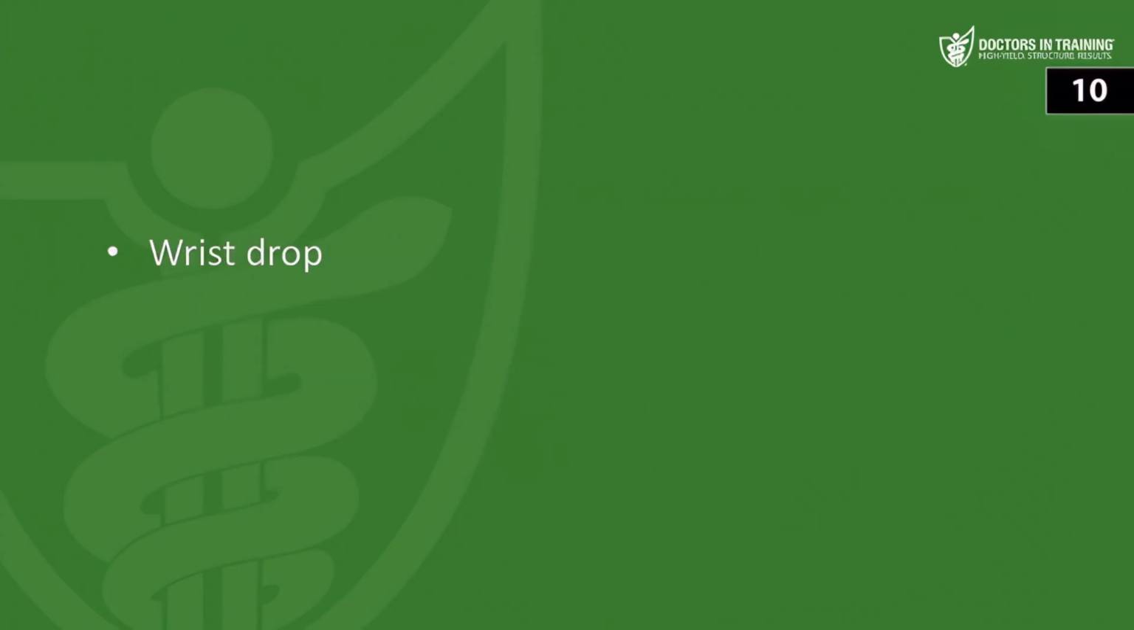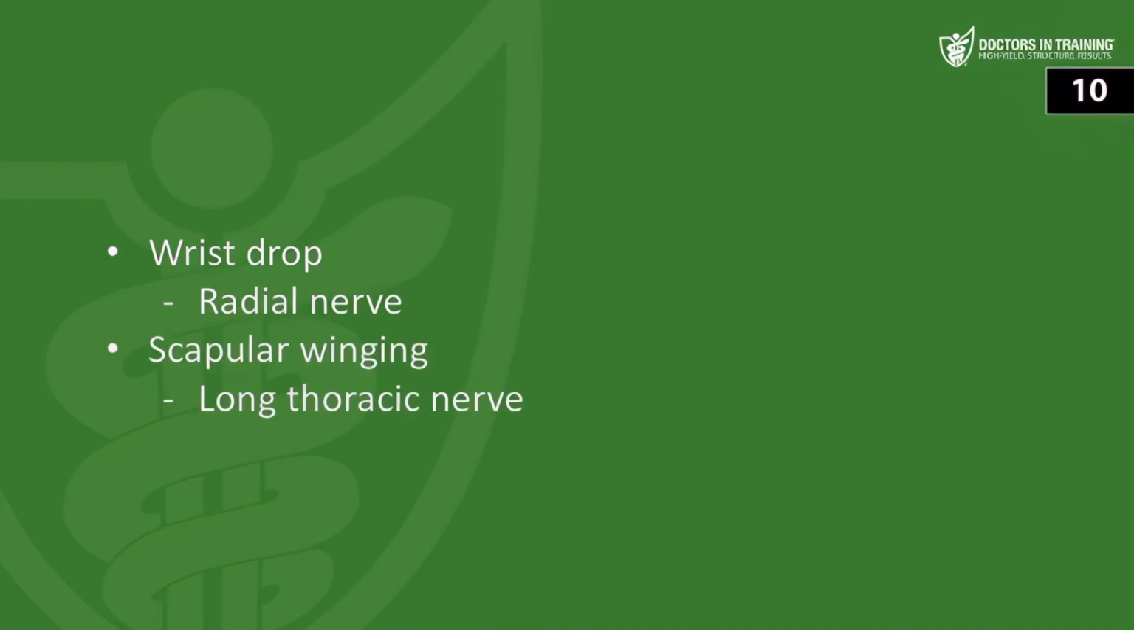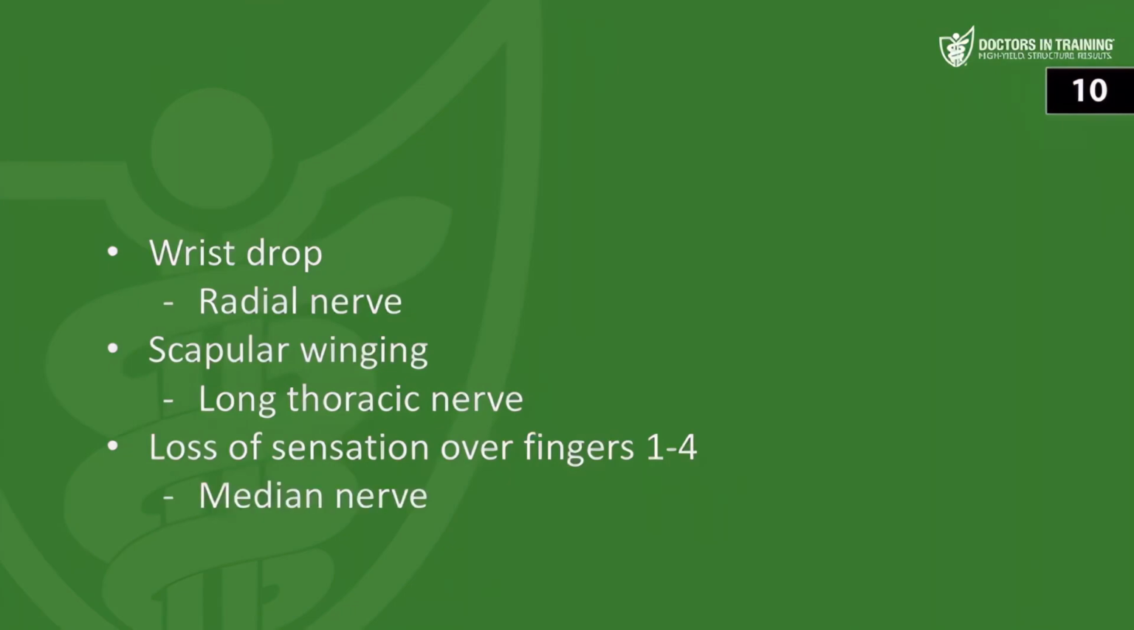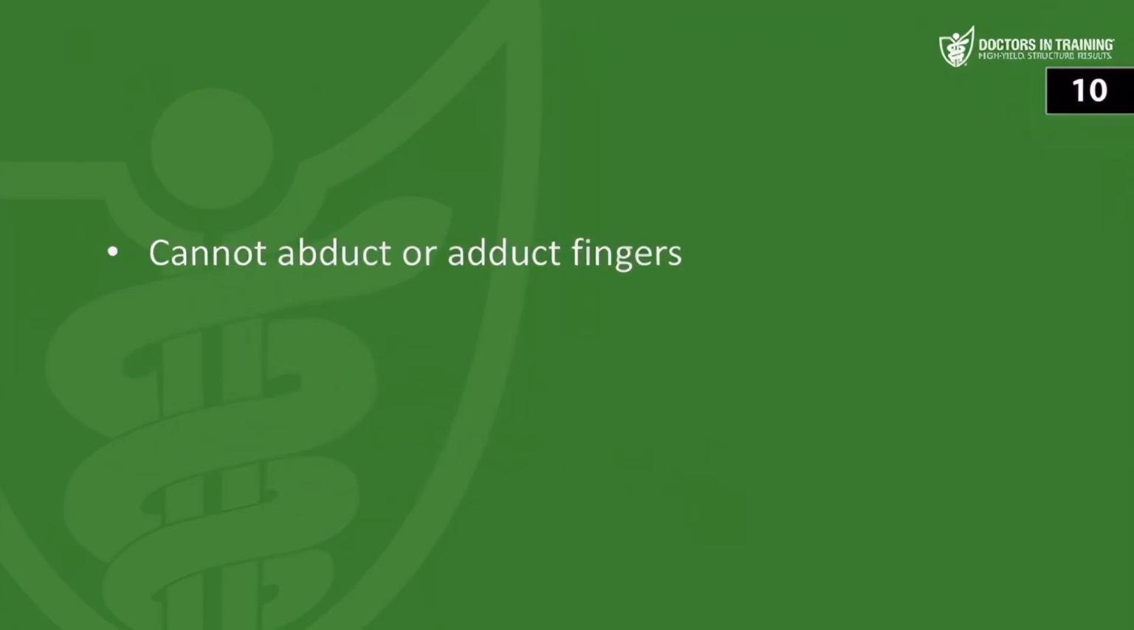Next, we have wrist drop. That's going to be radial nerve. Scapular winging. That's going to be the long thoracic nerve. Loss of sensation over fingers 1 through 4. That's going to be the median nerve. Next, we have cannot abduct or adduct fingers. That's going to be the ulnar nerve.